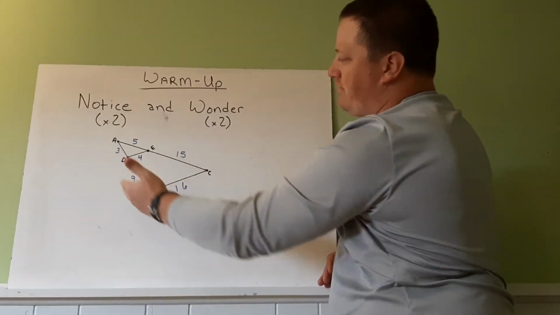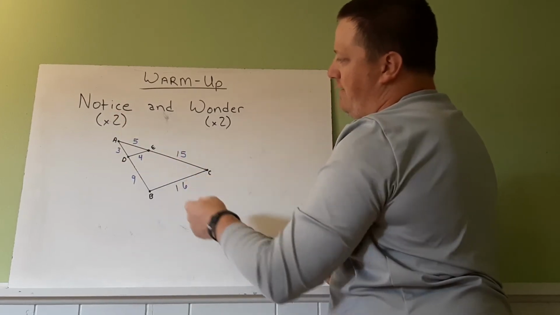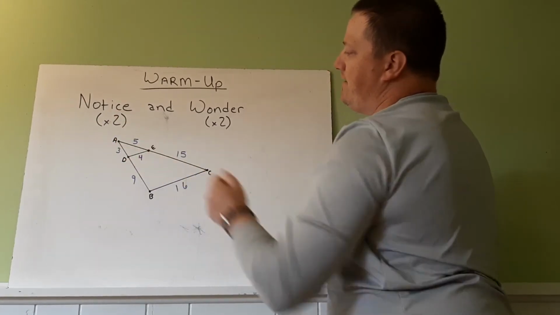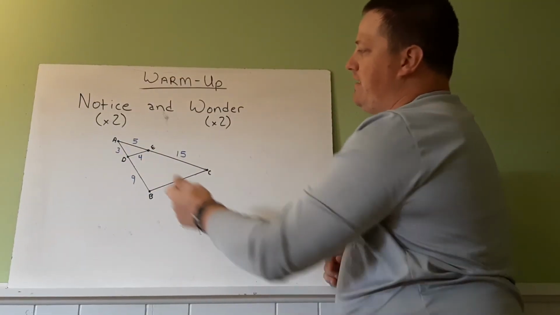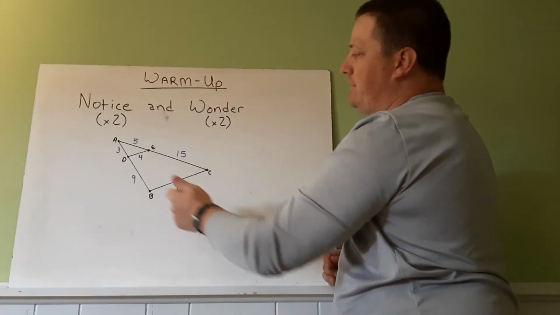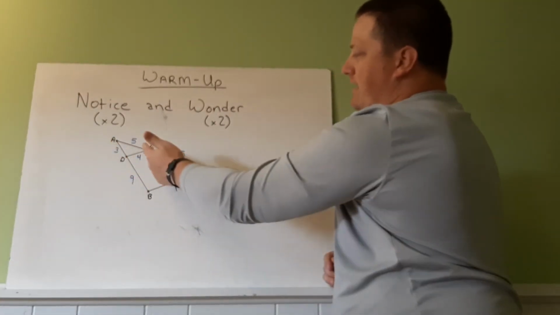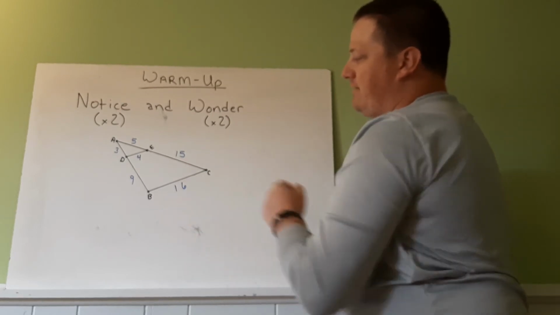So we have this shape here. We have two triangles. We have ABC as the big triangle, and we have ADE as the smaller triangle. And then we have AD listed as 3, AE listed as 5, DE as 4, DB as 9, and EC as 15, and BC is 16.